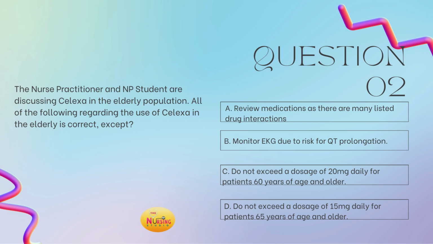C, do not exceed a dosage of 20 milligrams daily for patients 60 years of age and older. That's also correct. In the elderly population, you do not want to exceed that 20 milligrams. Now, the incorrect answer is D. So D is the answer choice because 15 milligrams is not correct, okay?